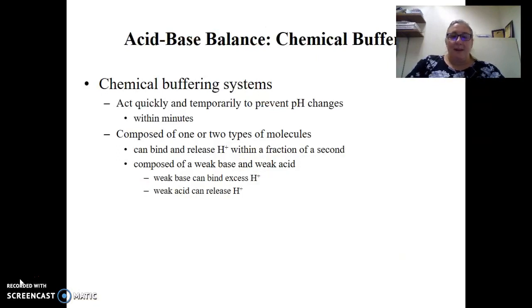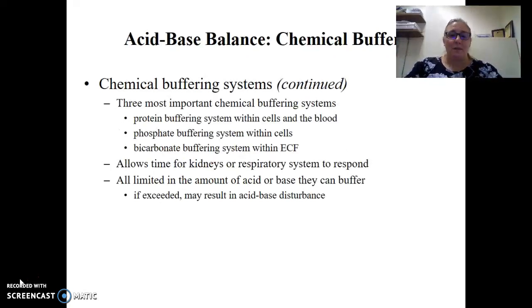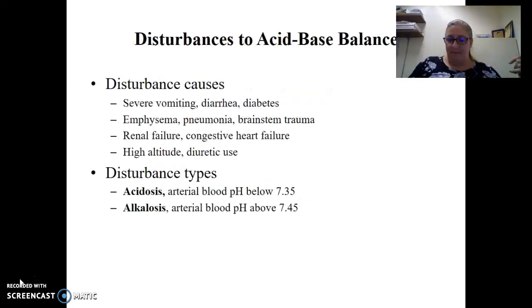And so we have three basic buffers that we're going to use, okay? They're going to buffer the pH to help it stay at about 7.4 until the respiratory or renal system can start working. So we have a protein buffering system within our cells. We have a phosphate buffering system within our cells, and then we have the bicarbonate buffer system in extracellular fluid. This is going to help maintain our pH until our respiratory system responds, and then our kidneys respond.